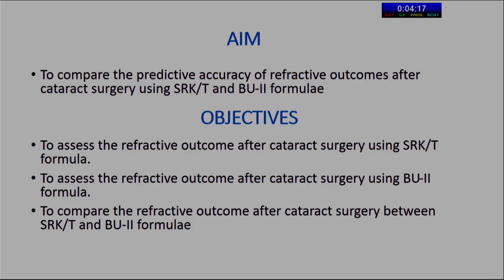My aim is to compare the predictive accuracy of refractive outcomes after cataract surgery using SRK/T and BU2 formula. The objective is to assess the refractive outcome after cataract surgery using SRK/T formula and using BU2 formula, and to compare the refractive outcomes after cataract surgery between SRK/T and BU2 formula.